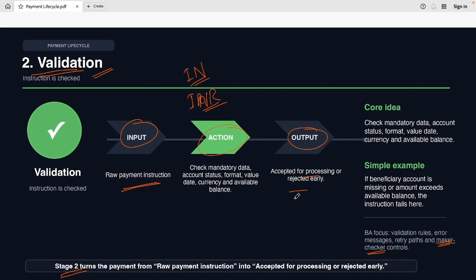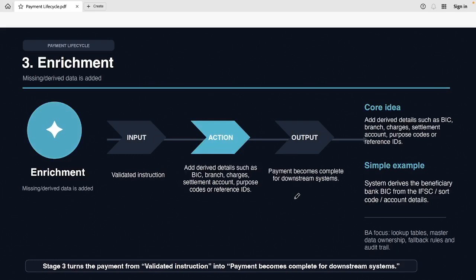So once the instruction passes through validation, it moves to the enrichment stage. Enrichment basically means adding information that was not directly entered by the customer but is required by the downstream system for identification. A downstream system is a system that receives and processes the payment later in the life cycle. So you must be quite well aware of the upstream system and downstream system.